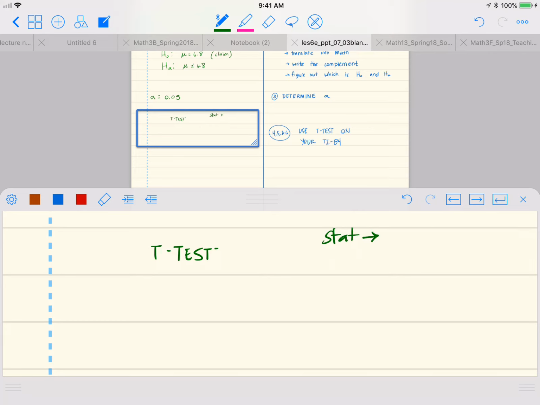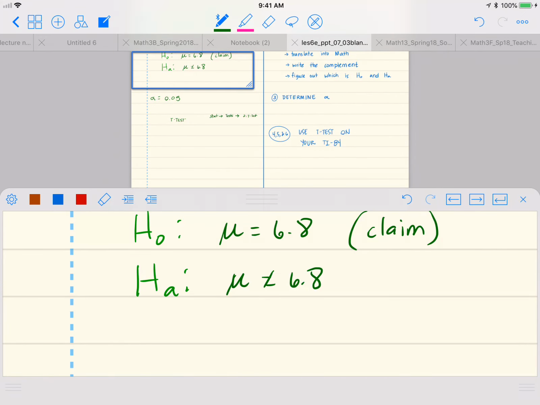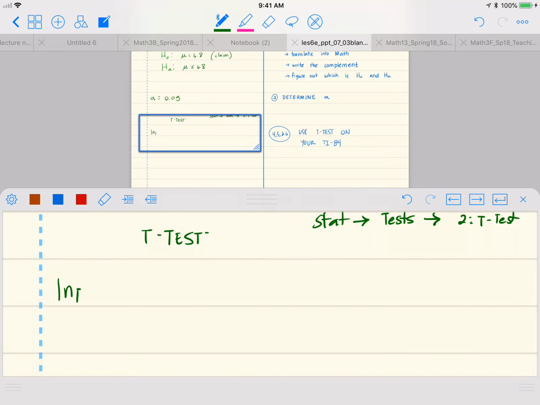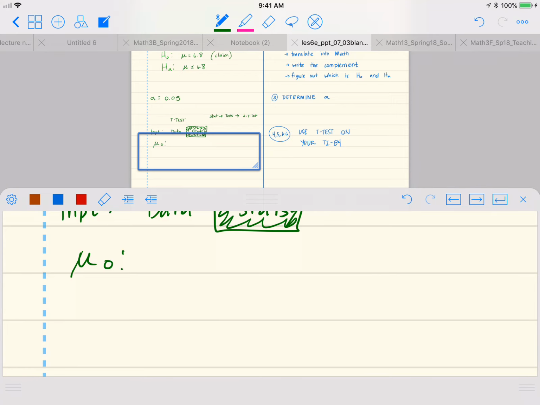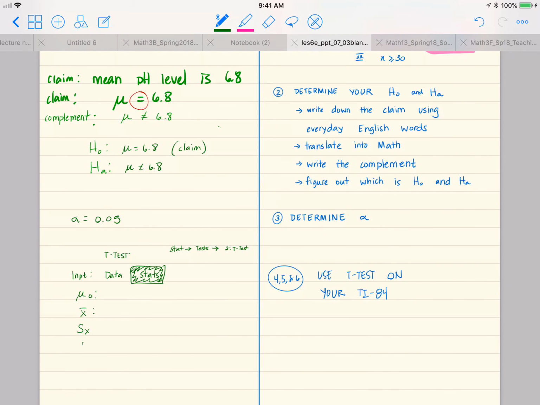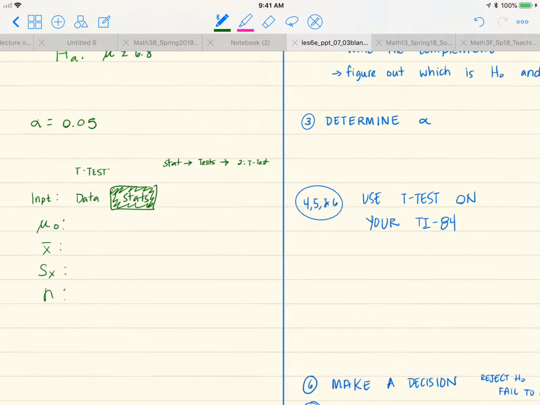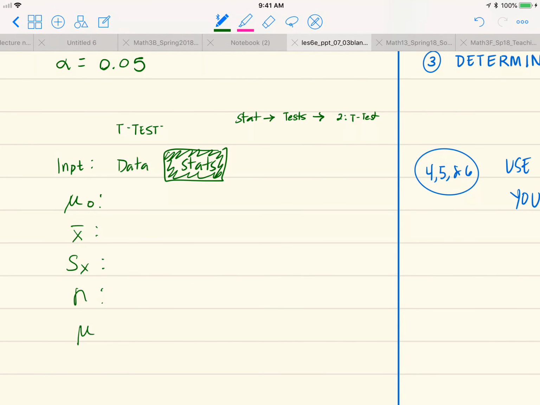Now determine alpha. This one is easy because alpha is stated in the problem. Alpha is supposed to be 5%. Alpha is 0.05. Now use the t-test on your TI-84. So I'm going to go to the t-test, which means go to stat, go to tests, and then go to t-test. So for me, it's number 2, t-test. It should have input, data or stats. We're going to choose stats for our input.